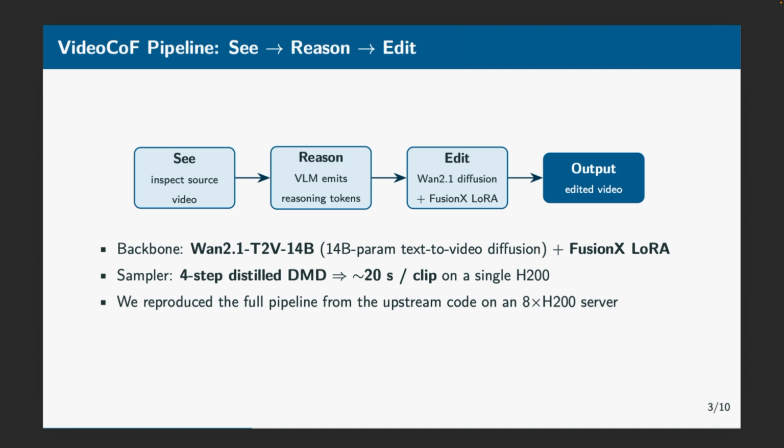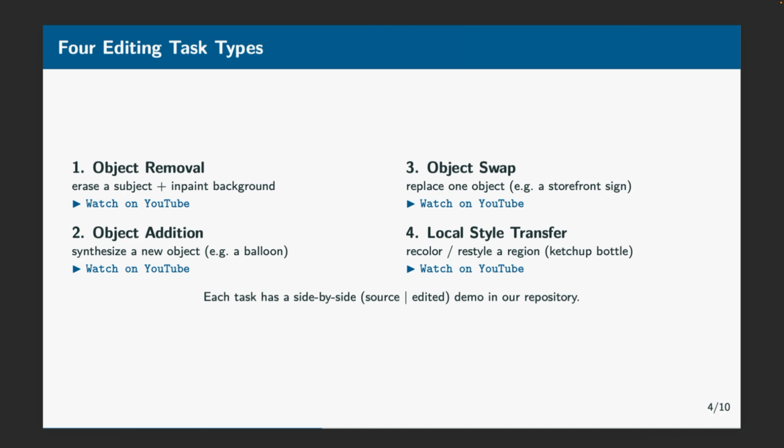We reproduced this whole pipeline from the upstream code. We validated 4 editing tasks. Object removal erases a subject and paints the background. Object addition inserts something new, like a balloon. Object swap replaces one object with another, such as a storefront sign. And local style transfer recolors or restyles a region, like a ketchup bottle. Each has a side-by-side demo linked in our repository, and a single model handles all 4, from object removal to subtle restyling.